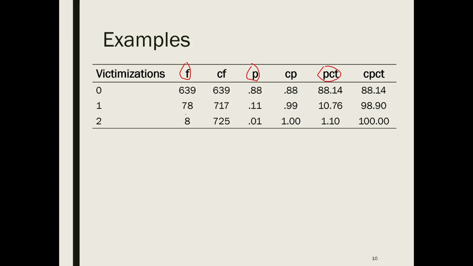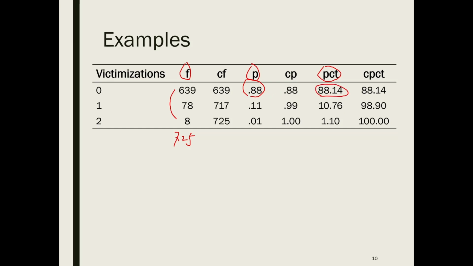We calculate the proportion and also the percentage. To calculate that, we need to add those three numbers together to get the total sample size, which is 725. Then for the 0.88, you just use 639 divided by 725, you get 0.88, and multiply by 100 to get the percentage.